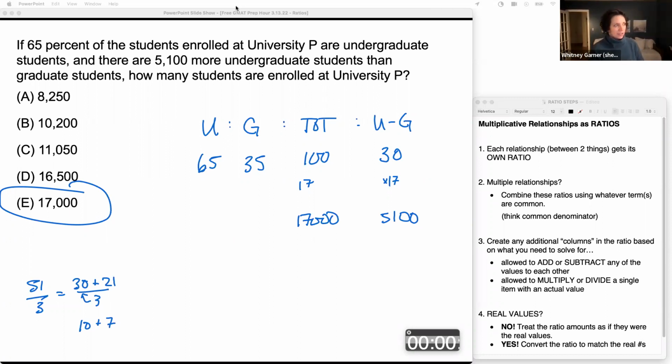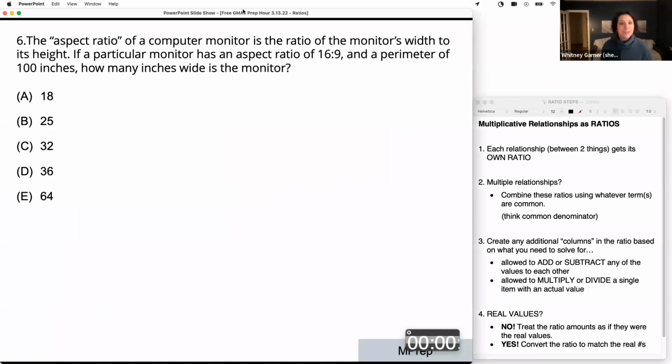Nice. Okay, so I can add or subtract. I want you to see how I can take bizarre questions. And so here come the last couple your way. How I can take bizarre questions and still use ratios. Try this one.